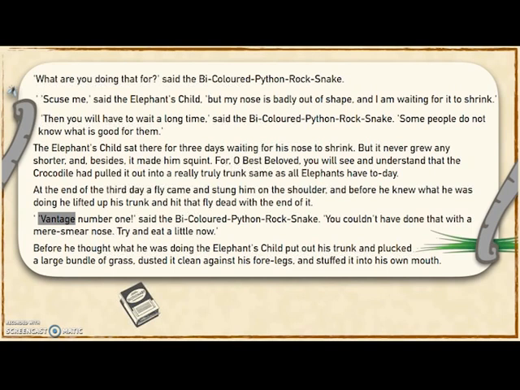"'Vantage number one," said the bicoloured python rocksnake. "You couldn't have done that with a mere smear nose. Try and eat a little now." Before he thought what he was doing, the elephant's child put out his trunk and plucked a large bundle of grass, dusted it clean against his forelegs, and stuffed it into his own mouth.